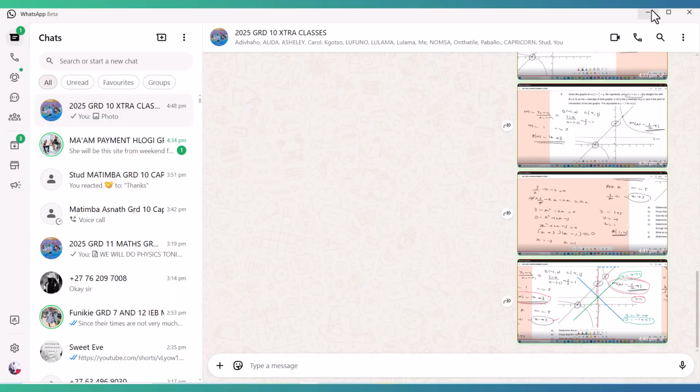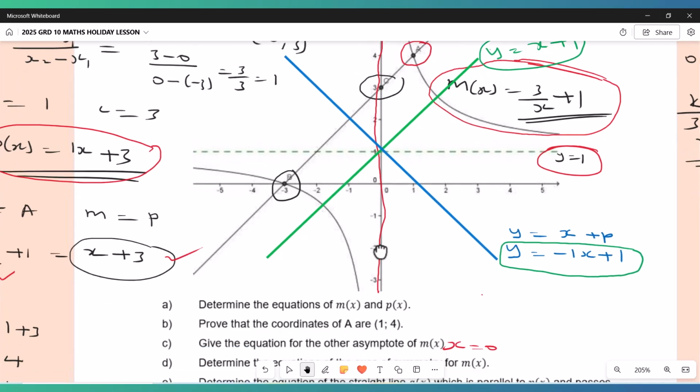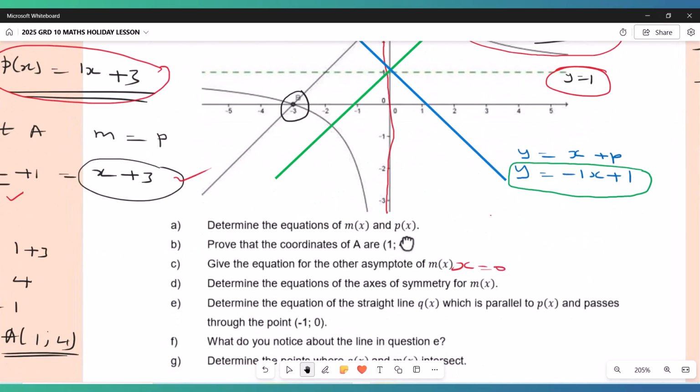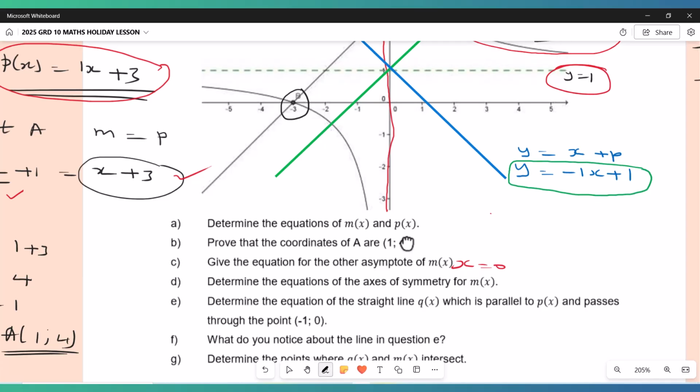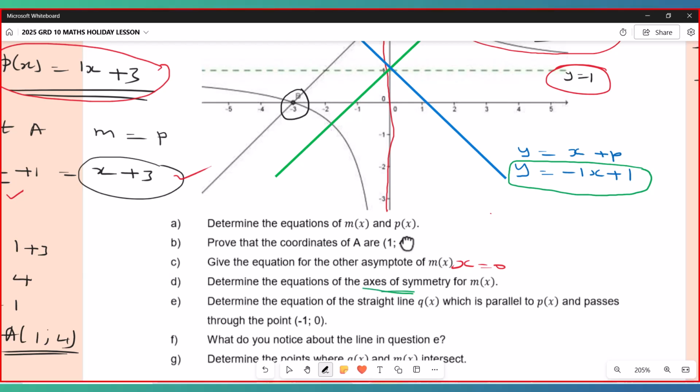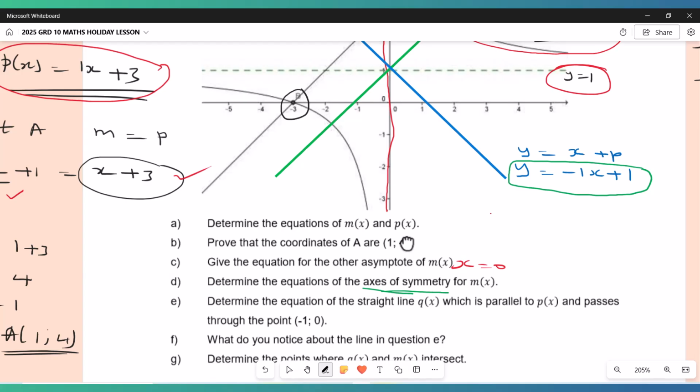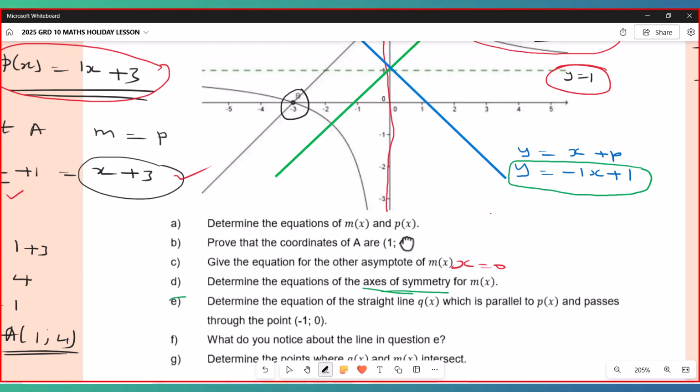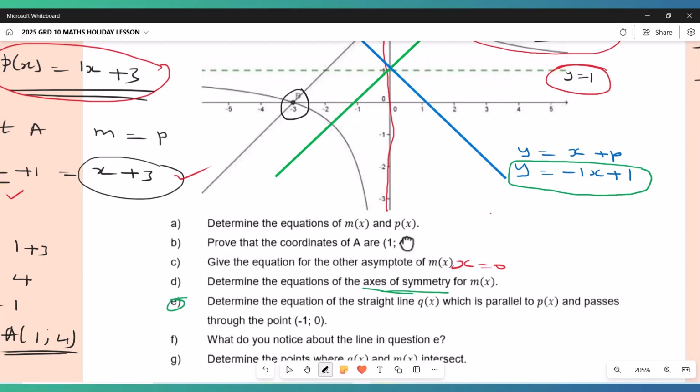Okay. Now here they said that, because we're done with the lines of symmetry, this one here, that's the axis of symmetry, we are done with this now. Now here they say determine the equation of the straight line q of x, which is parallel to p of x and passes through the point -1; 0. I repeat, determine the equation of the straight line q of x, which is parallel to p of x and passes through the point -1; 0.